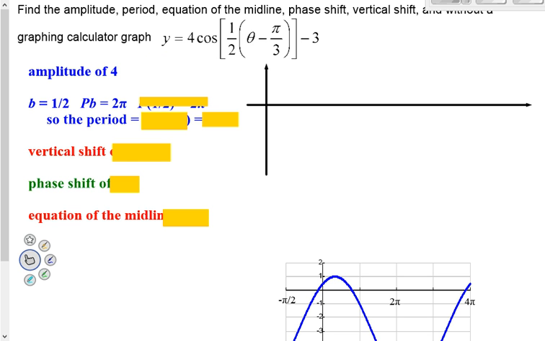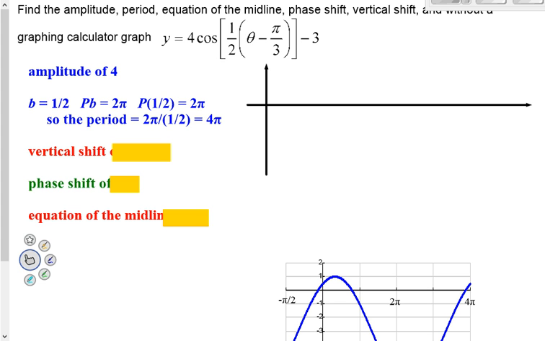And you might be wondering, why do we have 2 pi here instead of 360? Because when you look at the phase shift, what's being added or subtracted to your angle is in radians, so our period needs to be dealing with radians. So we'll go, our period times our b value of 1/2 equals 2 pi. Divide by 1/2, and remember, dividing by 1/2 is the same as multiplying by the reciprocal, so we end up getting a period of pi.